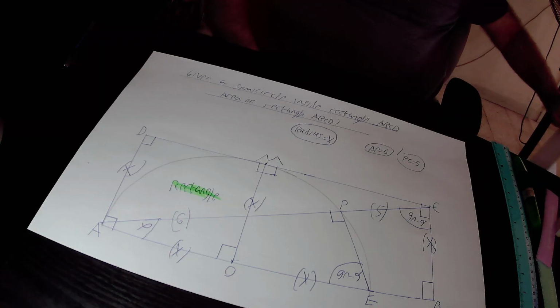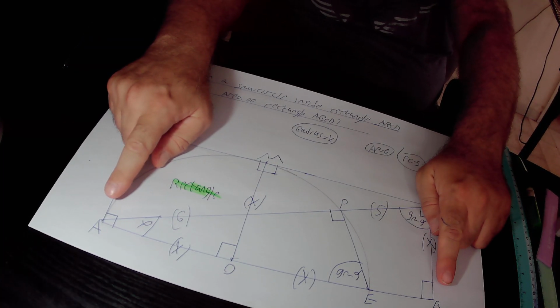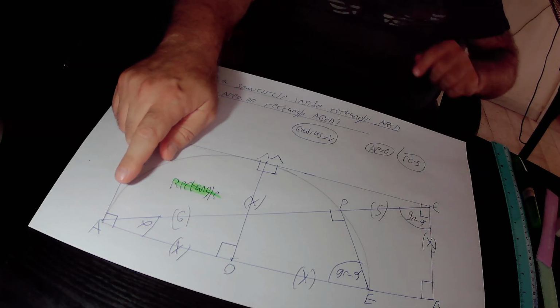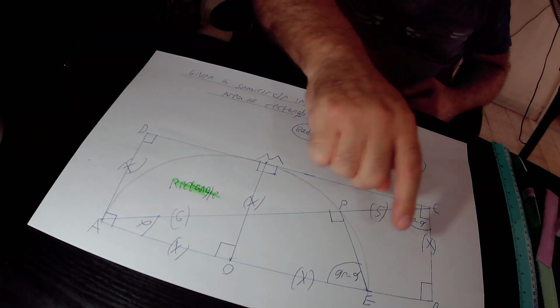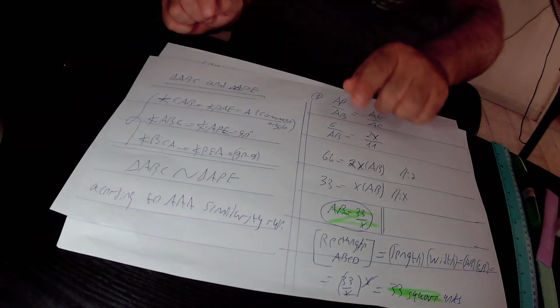So if we found out that the length of this side AB of rectangle ABCD is equal to 33 over x units, our mission is to find out the area of this rectangle ABCD. So what is the area of rectangle ABCD?